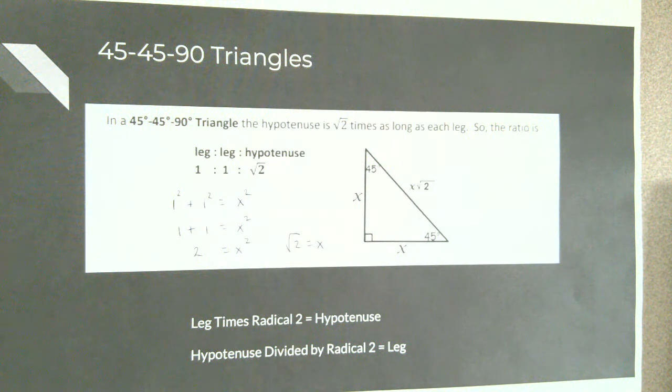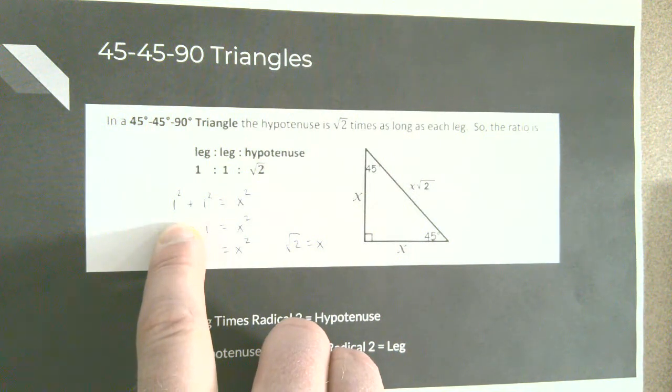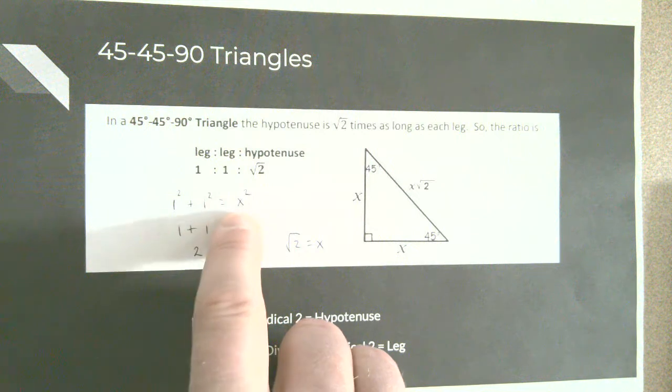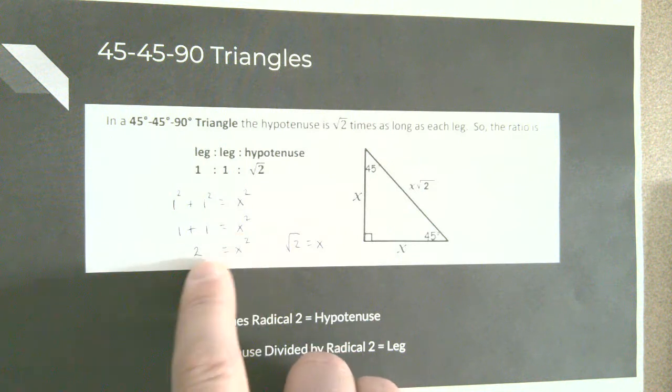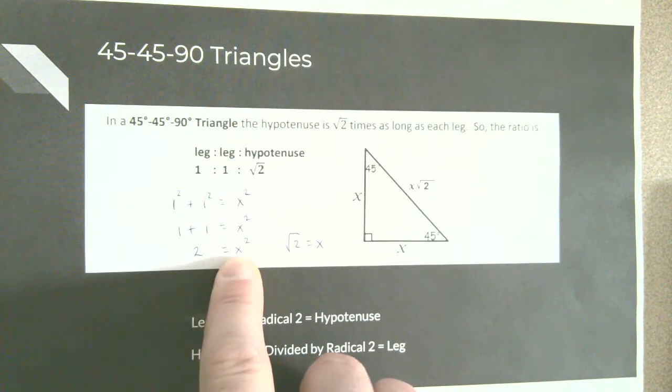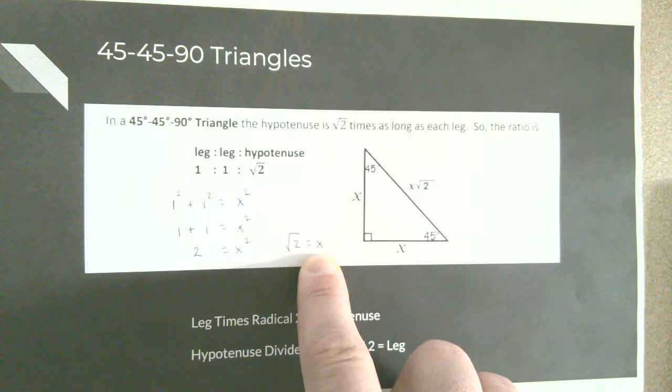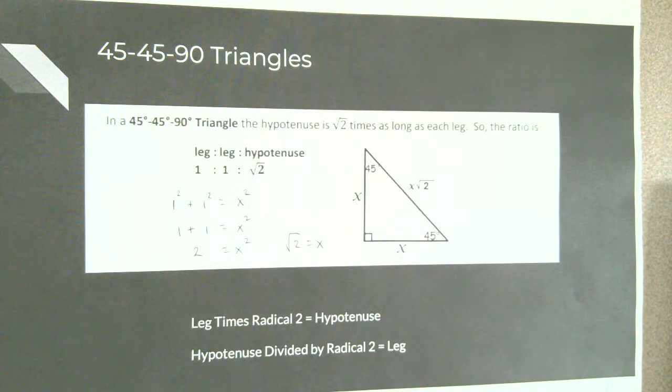Now you might be wondering, how do we come up with the root of 2 as being our relationship here? I've written down beside the triangle that 1 squared plus 1 squared equals x squared. When you go through that process, you get 1 plus 1 equals x squared, which gives you 2 equals x squared. And then that would make x the square root of 2. So that's how we're getting that relationship, utilizing the Pythagorean theorem for this particular special triangle.